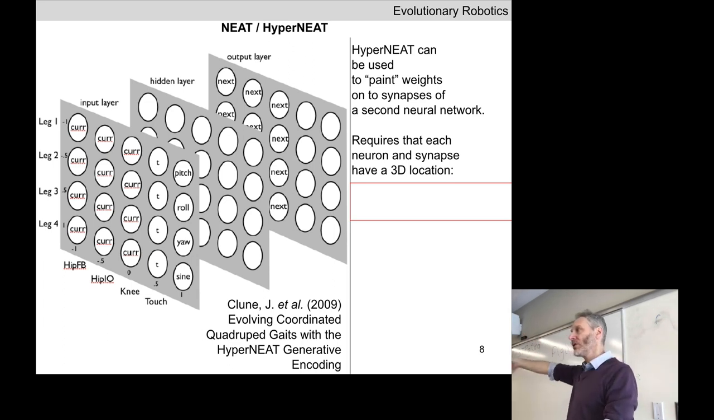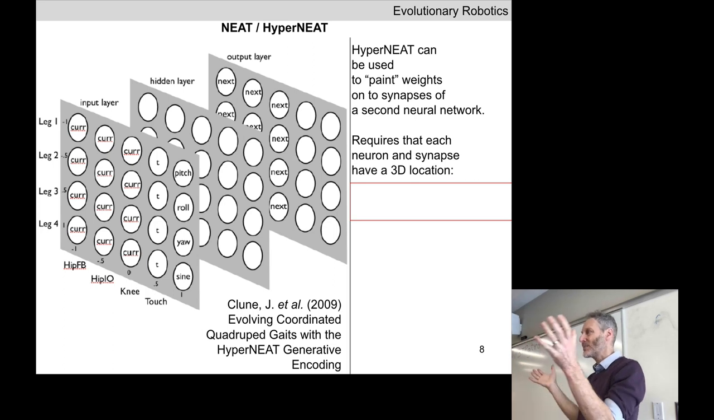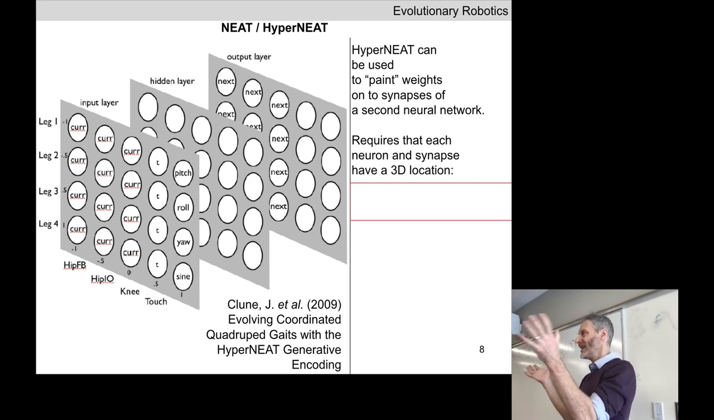So all of the neural controllers we've seen in this course so far had no geometric interpretation. They didn't really exist in a spatial embedding. Now this one does. Yeah? Okay. So let's go back to z equals 0. Here we have the 1, 2, 3, 4 times 1, 2, 3, 4, the 16 sensor neurons inside this robot.